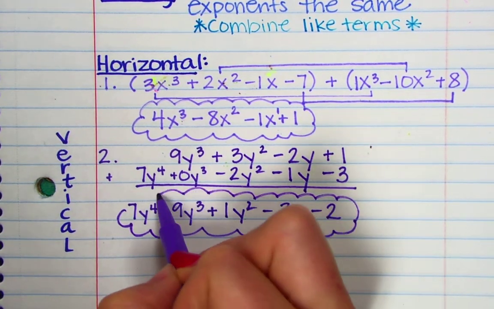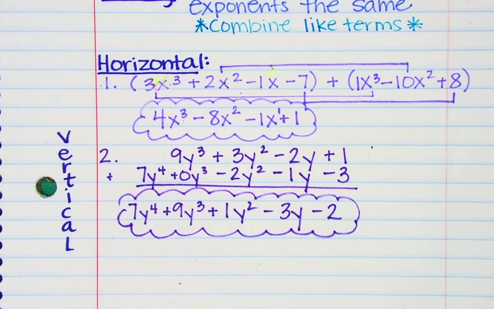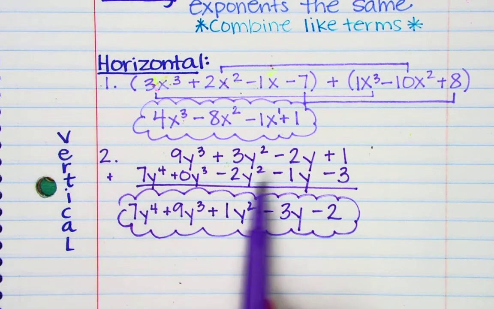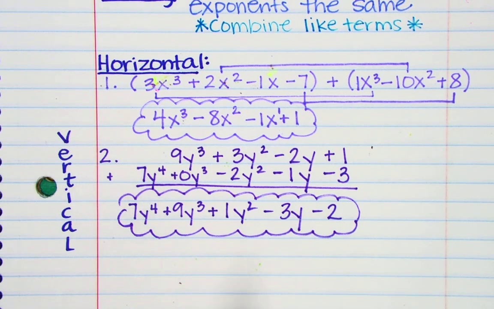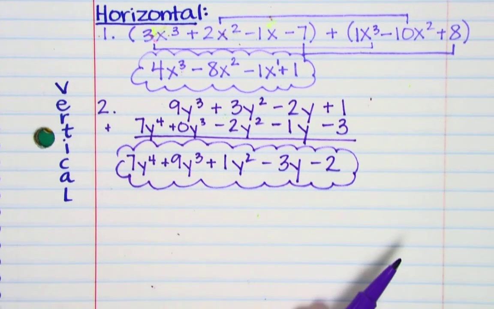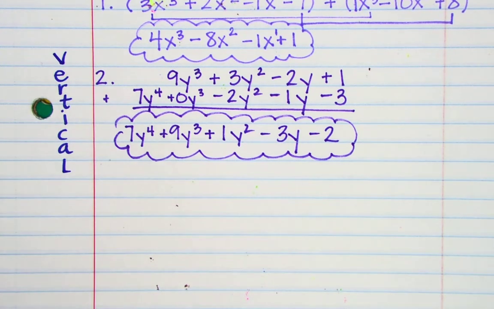Right, that's vertical. Right, you put them on top of each other. Make sure when you do put them on top of each other that you're lining them up with the correct like term. Okay, that's just important. Okay, so that's adding. We're going to do 2 adding. We're going to do 2 subtracting. The rest we're going to do multiplication.